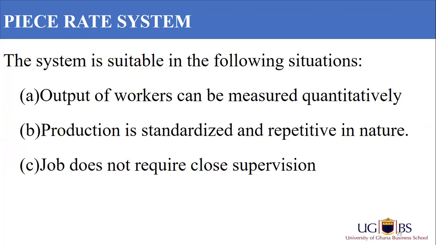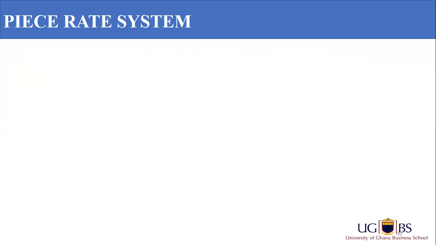The system is suitable in the following situations, right? So where output of workers can be measured quantitatively, where production is standardized and repetitive in nature, where job does not require close supervision. Right? Because people want to produce more and they earn more money, they don't even need supervision, they will work.